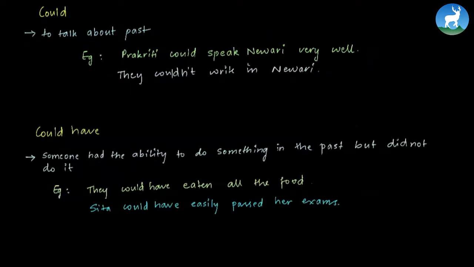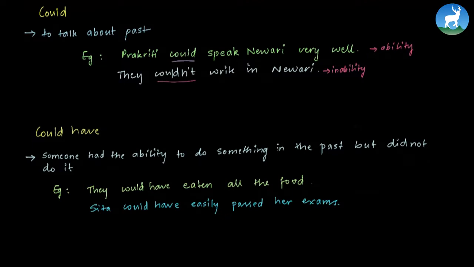Could is used to talk about the ability in the past. So here, Prakriti could speak Newari very well. She could speak Newari very well in the past. So we've used could. They couldn't write in Newari. They couldn't write in Newari in the past. So we're using couldn't. This is inability. You don't know about the present. Maybe they know how to write in Newari, maybe they don't. But you know that they couldn't write in Newari in the past. And Prakriti could speak Newari very well is the ability of Prakriti.